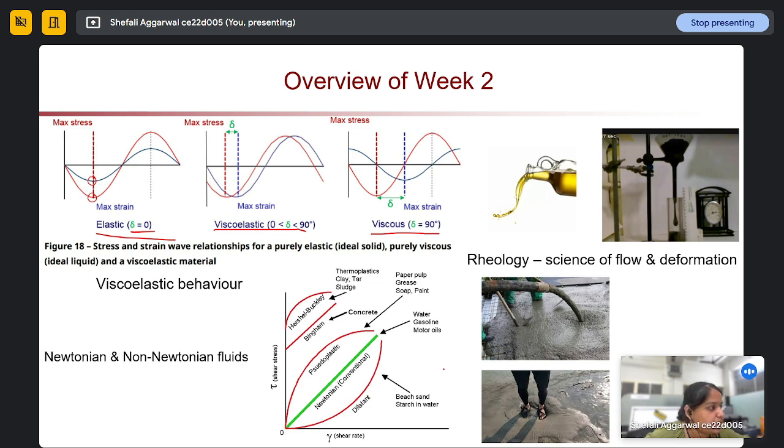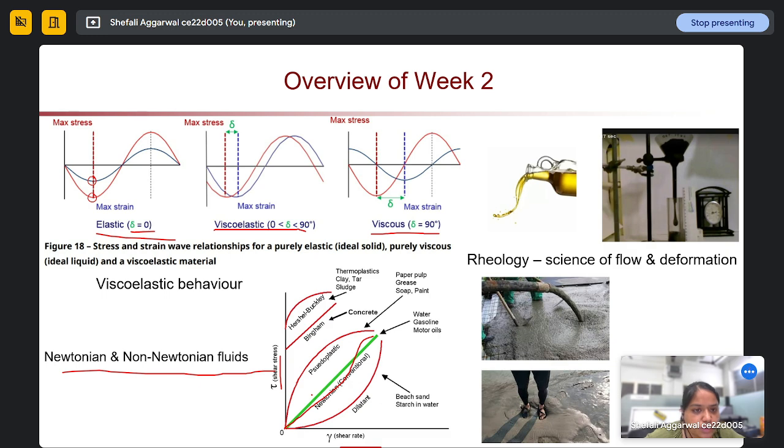The next thing is the different types of fluids. Basically we have divided fluids into Newtonian and non-Newtonian fluids. Materials which are linearly viscous, where the shear stress increases with an increase in shear rate, are called Newtonian fluids. The normal fluids we see in day-to-day life are Newtonian fluids. These types of fluids are mostly incompressible, and the strain is non-recoverable in this case.